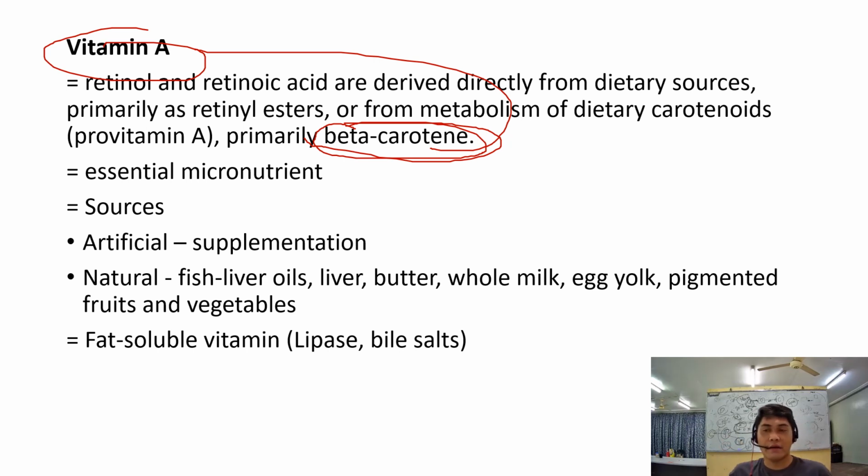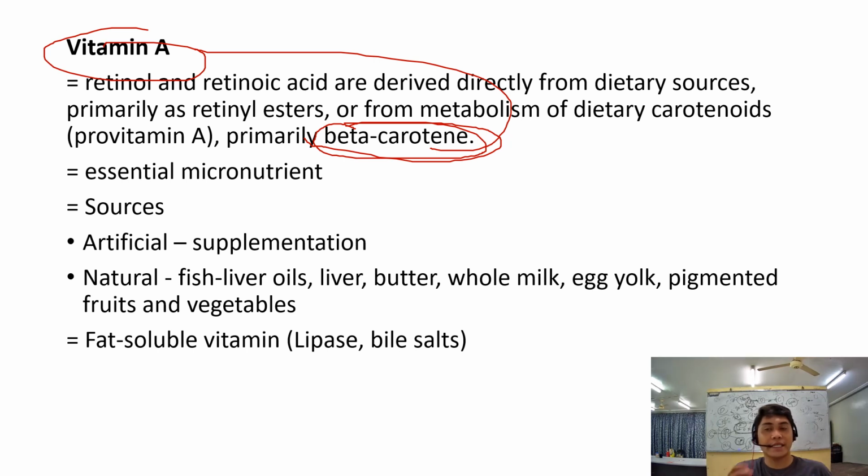These are the retinoids, or vitamin A. Now, regarding vitamin A, it's an essential micronutrient. What's the difference between essential and non-essential? If it is non-essential, you don't need to get it from your diet because your body is capable of producing it. That's the meaning of non-essential.